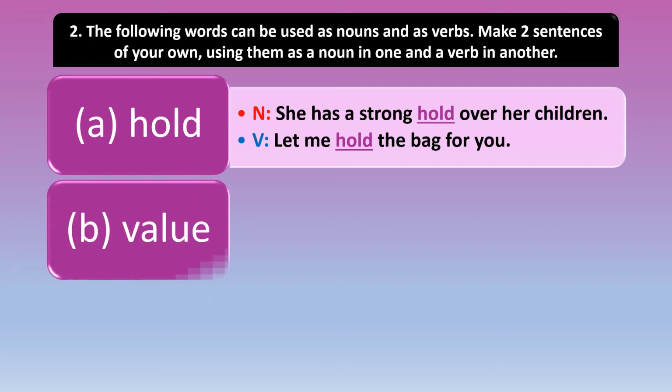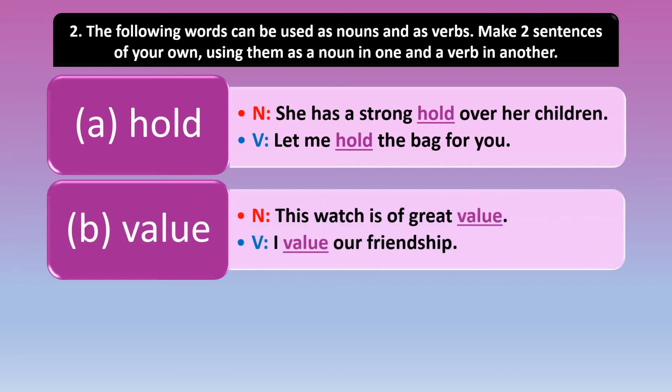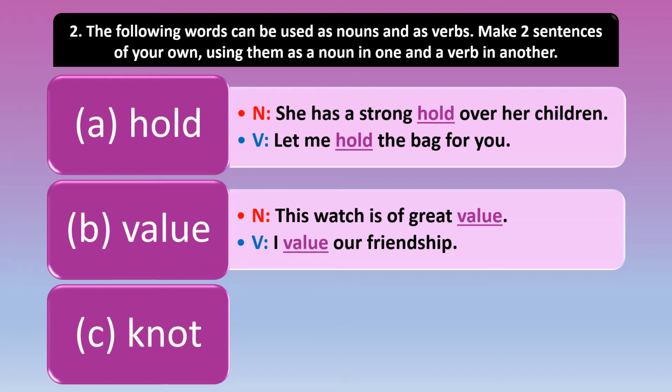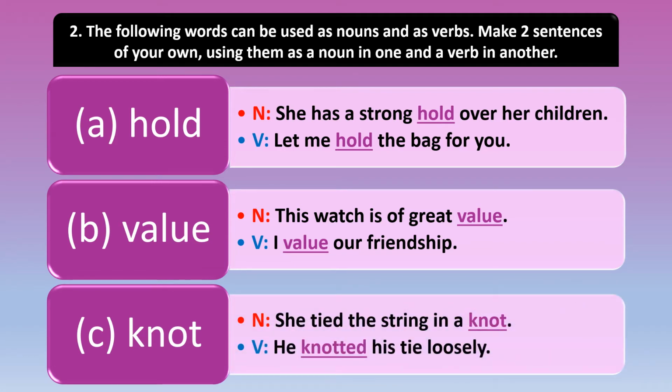Second one, value. This watch is of great value, used as a noun. I value, I am doing something, an action. So here it is used as a verb. I value our friendship. Knot. She tied the string in a knot and he knotted his tie loosely.